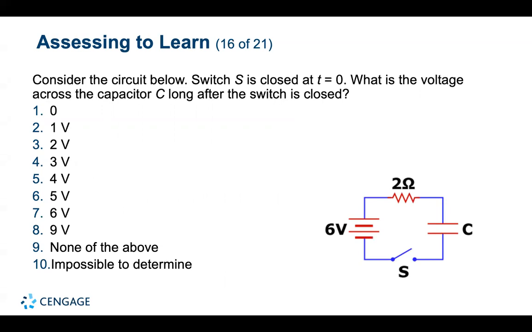Consider the circuit below. Switch S is closed at t equals 0. What is the voltage across the capacitor C long after the switch is closed? And the answer is 6 volts.